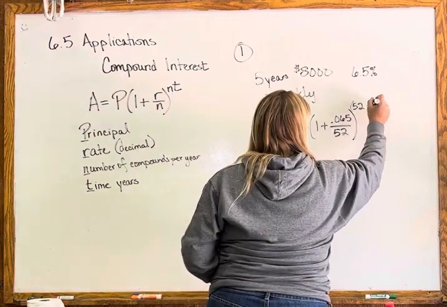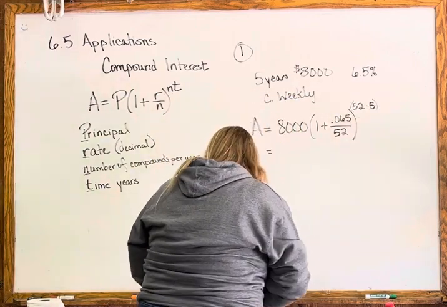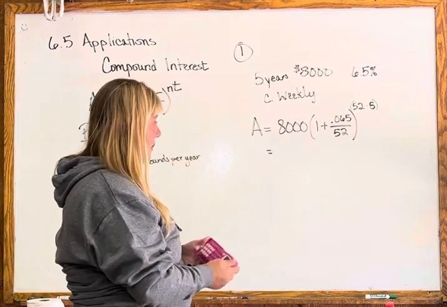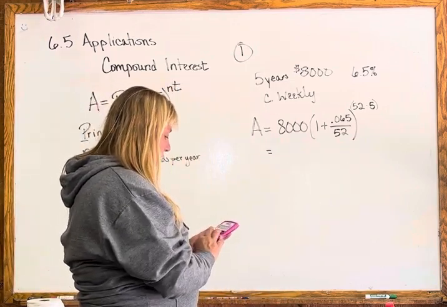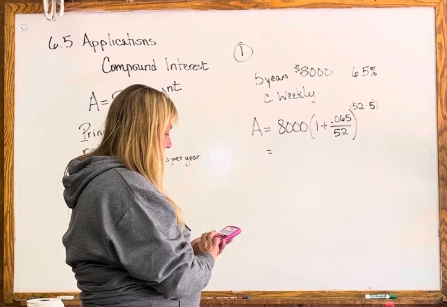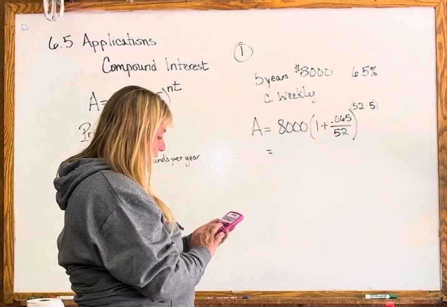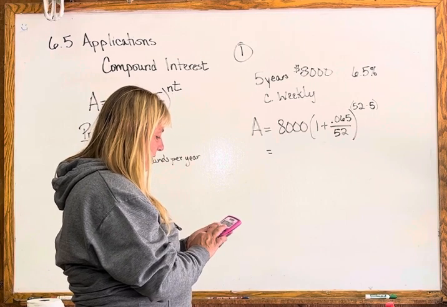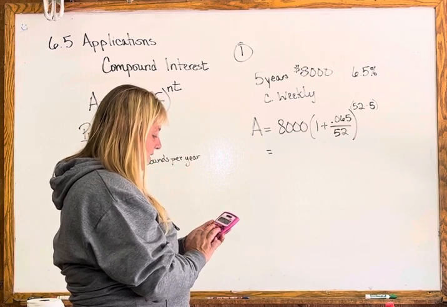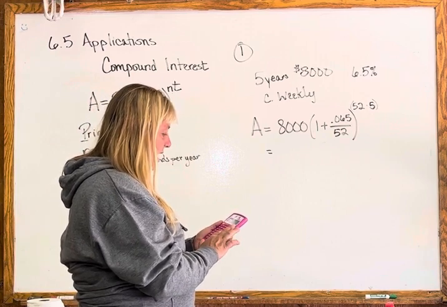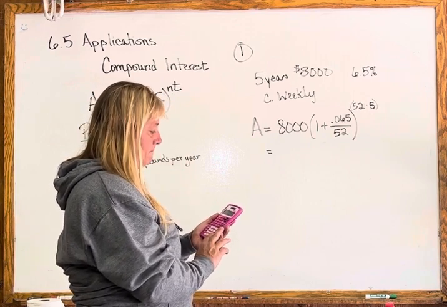Now, the easiest way to plug this into your calculator is all at one time with the parentheses that are written there. So we start with 8,000, parenthesis 1 plus 0.065 divided by 52, close parenthesis, caret, parenthesis 52 times 5, close parenthesis.